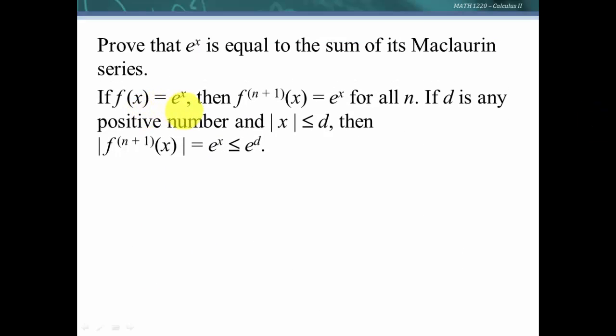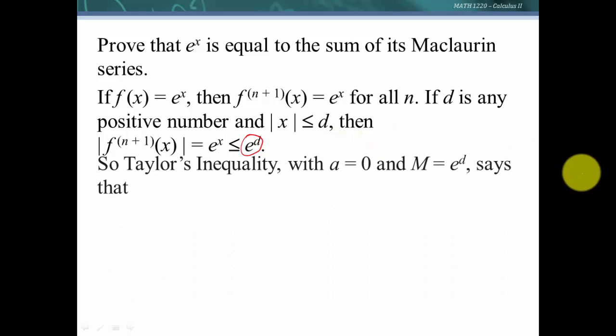So if the function we're looking at is e to the x, then the n plus 1 derivative, or every derivative, is e to the x. And so if we have d being a positive number such that the absolute value of x is less than or equal to d, then we could express the absolute value of this derivative, since we know it equals e to the x, as less than or equal to e to the d, since our absolute value of x is less than or equal to d. So here we have an M. We've got a bound on our derivative.